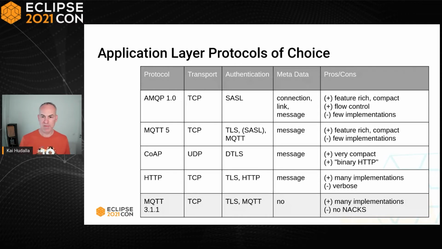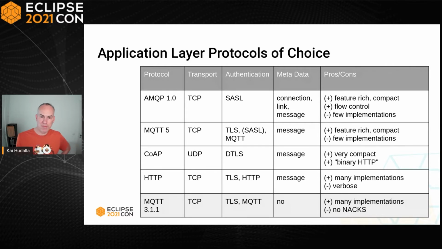Then MQTT 5 is the newer version of MQTT 3 and actually added most of the features that have been lacking in MQTT 3 to make it on par with AMQP 1.0, which from my point of view is still the most preferred protocol, in particular because it has excellent support for flow control. So in some applications that is very helpful and important, but otherwise you can choose whichever protocol is to your liking or you're most familiar with.